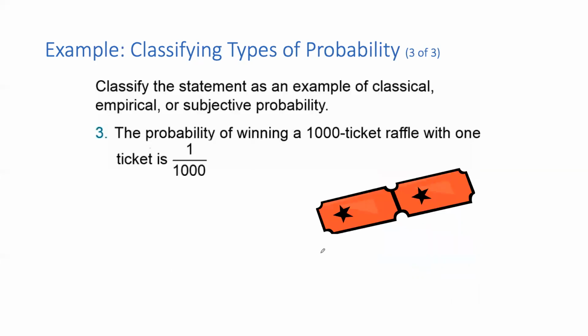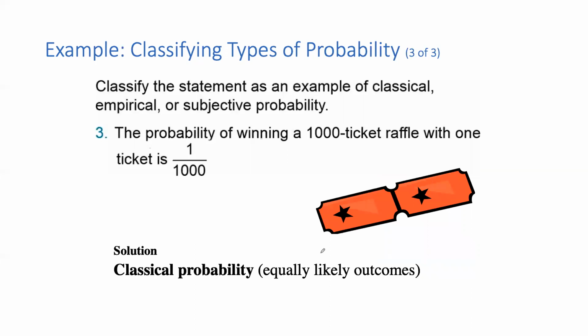The probability of winning a 1,000 ticket raffle with one ticket is 1/1,000. This is fairly straightforward. This is a theoretical probability, right? Equally likely outcomes, there is no confusion about it. There are 1,000 different tickets, and only one of them is the winning ticket. So this is a theoretical probability. This is completely ironclad.